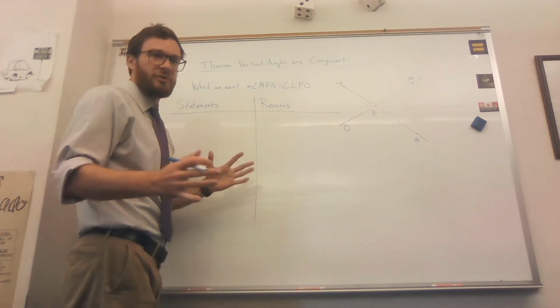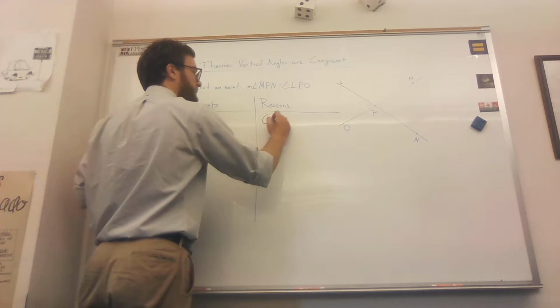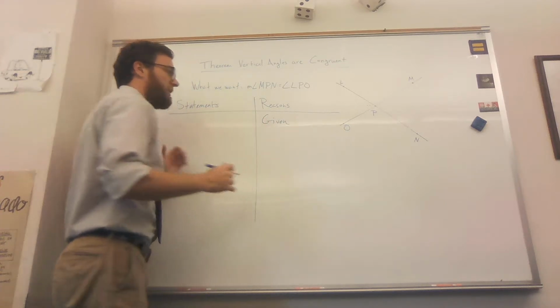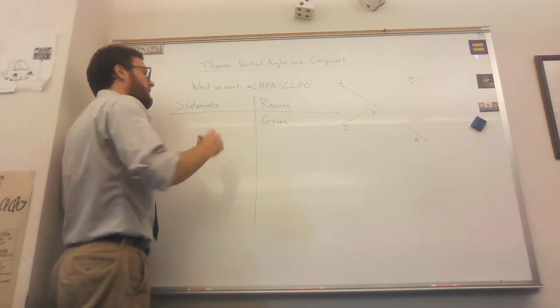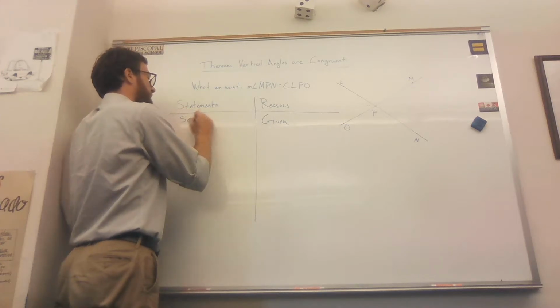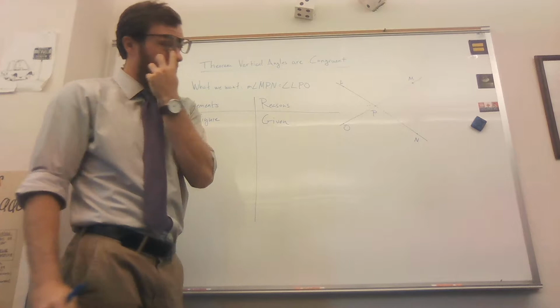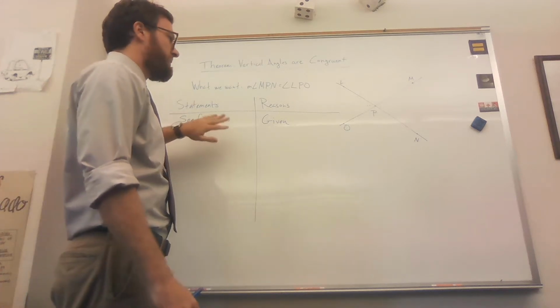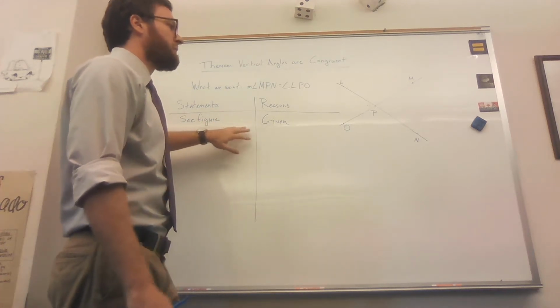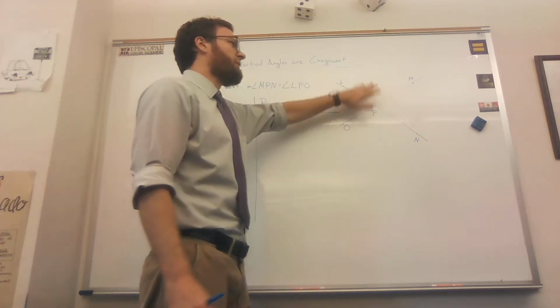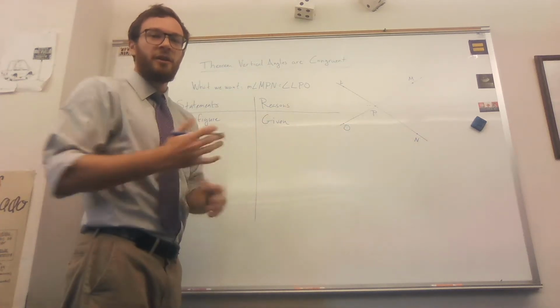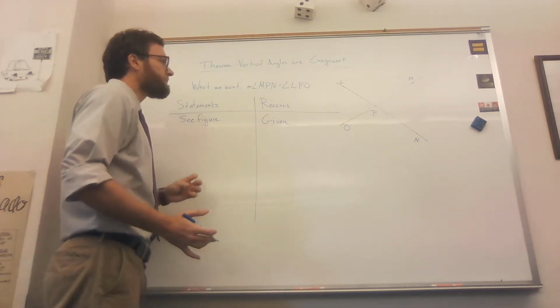We don't know any measures. If you really want to say the given conditions of the problem, you could just say something like see figure to tell us that this is what we're working with. But in future proofs, there might be some more elaborate details here. For right now, there's no information other than the fact that we have a pair of intersecting lines creating these vertical angles that we know.